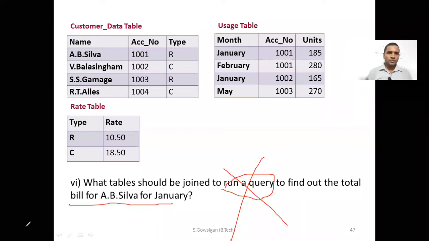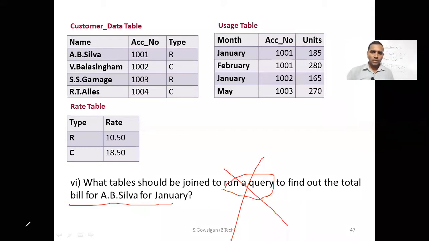Imagine these 3 tables are given to you in mathematics. Someone has given these 3 tables to you and asked you to find the electricity bill of AB Silva for January. Same question, but forget about the database, forget about ICT and everything. You have these 3 tables and I asked you to find the electricity bill amount for AB Silva for January.